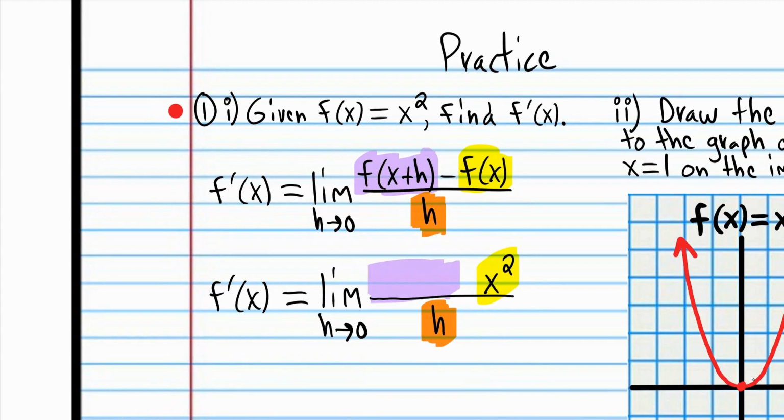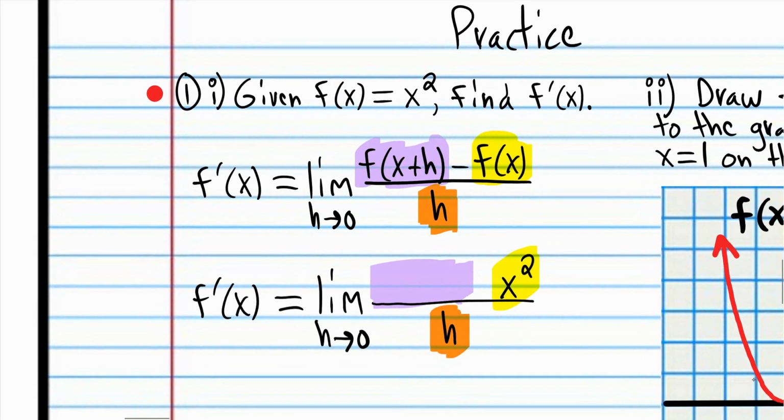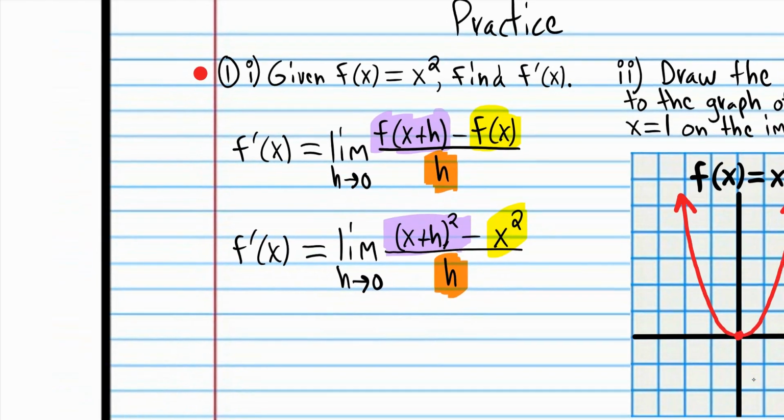Well, f of x plus h is the exact same function that we wrote over here for f of x. They're not different at all. They're the exact same function. We have x squared. f of x plus h is going to be x squared, but instead of x, we write x plus h. Instead of x squared, we write x plus h squared. And of course, we have to write a subtraction symbol in between them.